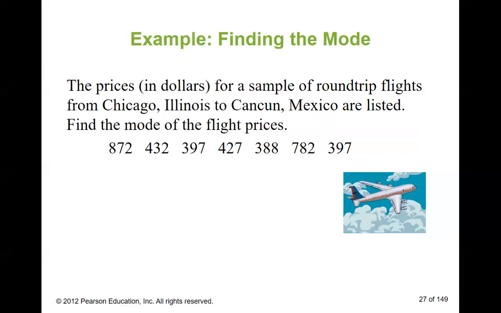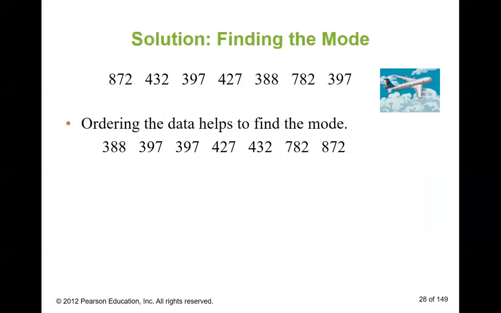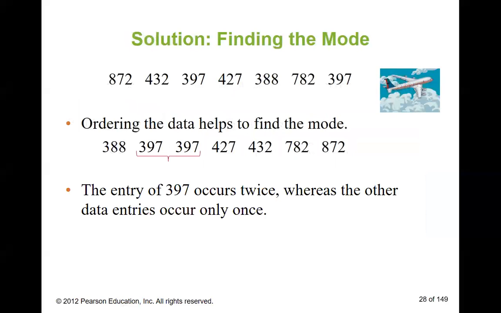Would you agree that 397 is the mode? Because why? The only one that occurs more than once. So 397 is the mode. By putting them in an order, it really helps you see it more easily. So 397 is the mode.